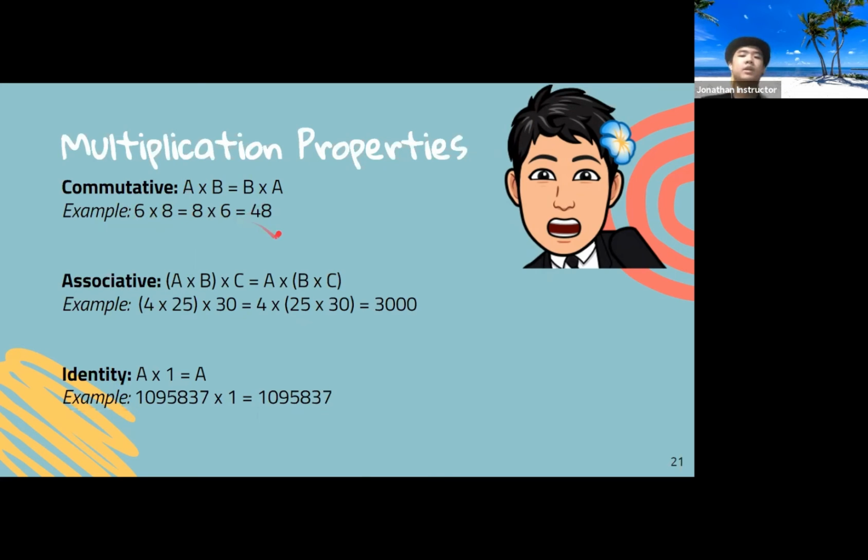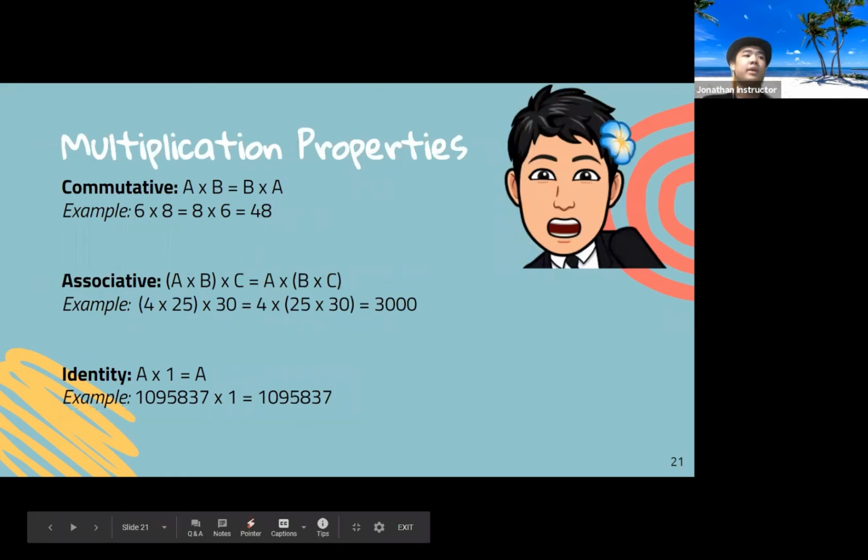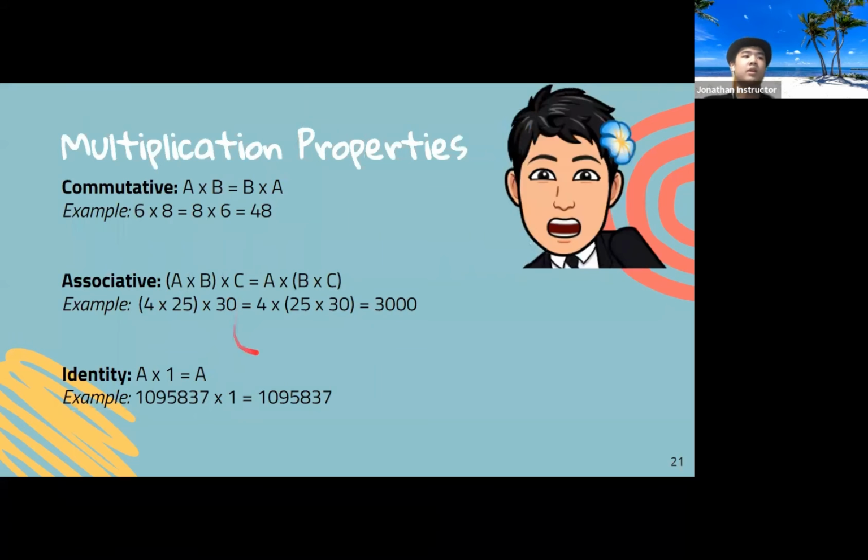Associative property, same thing. Again, parentheses don't really matter. Although it might seem like it might matter, it doesn't really. So A times B first, then times C is the same as B times C, then times A. Basically the same exact thing. As you can see here, 4 times 25 is 100, times 30 is 3,000. And then this is equal to the same exact thing.